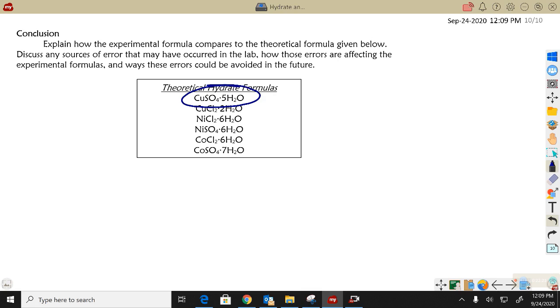When you write the conclusion, you'll go back and look at your data, compare your theoretical formula to your experimental formula. And then some of the most important parts of the conclusion are your explanation of error. And we want these to be logical errors. Was my data too high? Was my data too low? I'm not just going to think of any possible error under the sun. It needs to make sense in explaining how my experimental formula compares to the theoretical.